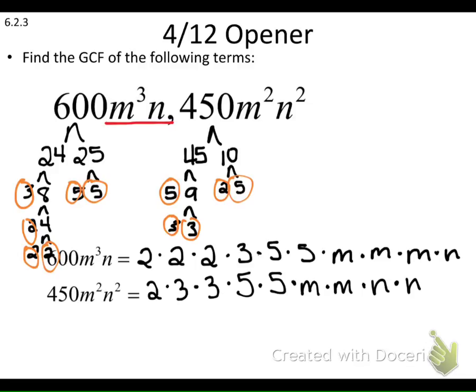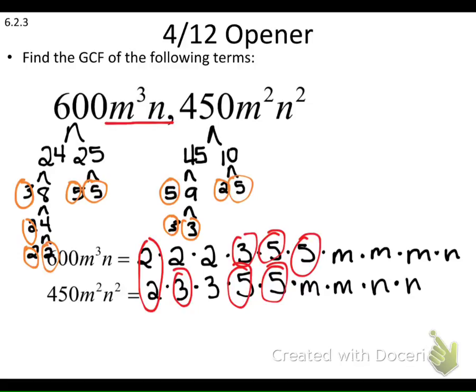All right. So let's look. Which numbers do both of these have in common? 2, 3, 5. They both have 2, 3, 5, 5. Remember, they both have to have the same amount. So 2 2s, 2 3s, 2 5s.